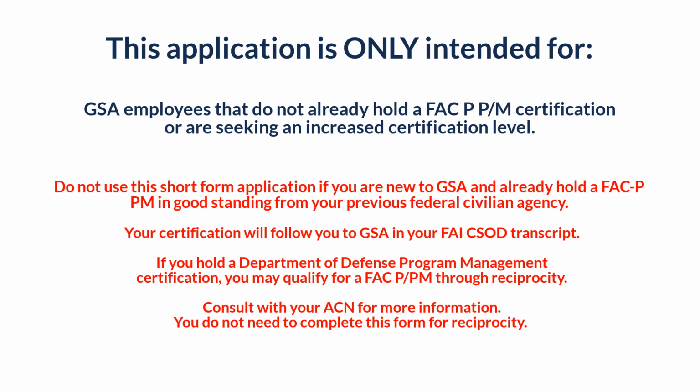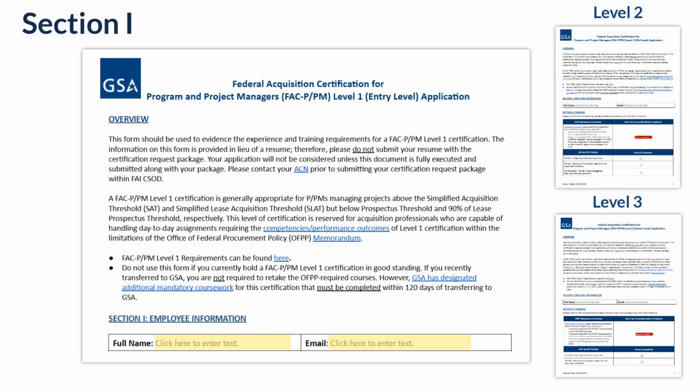If you recently transferred to GSA with a FAC-P PM in good standing, you do not have to retake the OFPP required courses. However, you must complete the GSA mandatory coursework within 120 days of transferring to GSA. This application consists of 3 sections. Be sure to review this video in its entirety to understand all application needs prior to beginning.